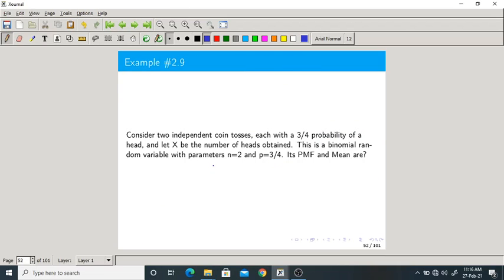Now, let us solve an example. Consider two independent coin tosses, each with probability 3 by 4 of head. The probability of head is 3 by 4. And let x be the number of heads obtained. This is a binomial random variable with parameters n equal to 2 and p equal to 3 by 4. Its PMF and mean are? Okay, let me find out PMF first. You can find out mean later.